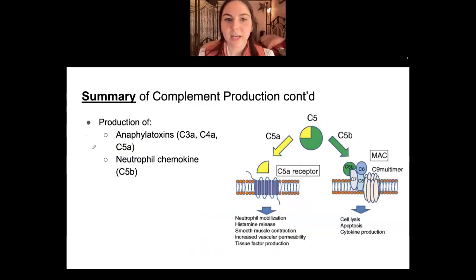Then we get the production of those anaphylotoxins, so C3a, C4a, C5a, and we're going to get the production of C5b, which is a neutrophil chemokine. I like this picture. It's showing C5 specifically, but C5a, here's your anaphylotoxin. It's everything we talked about. You're inducing that inflammatory response. And then C5b is a part of MAC, and it calls in neutrophils to the area.